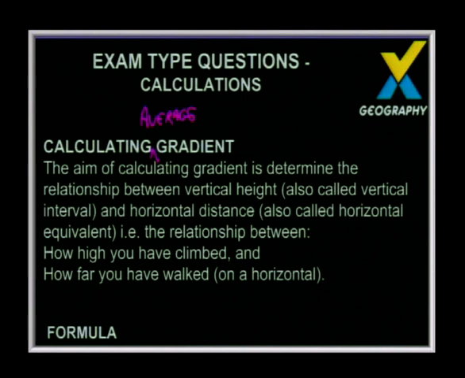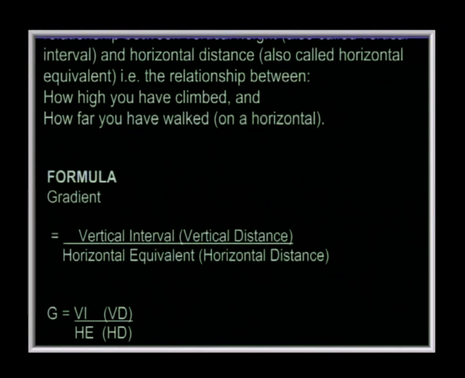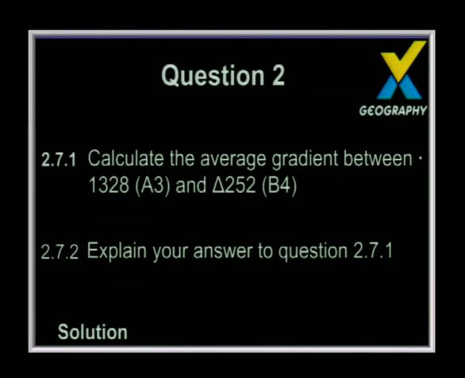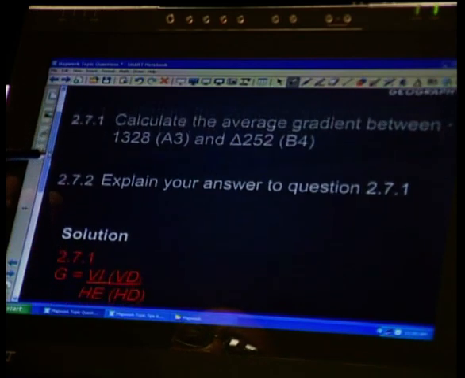Let's look at the formula, guys. The formula is vertical interval over horizontal equivalent. Okay? It could be VI, you don't have to write the full thing, over HE, or VD over HD. All right? Now, I know some of you still want VI over HE, etc. I'll explain that to you. Now, I'm looking at one here. Calculate the average gradient between the same two points, a spot at 1328 and 252. Okay? And of course, I say explain your answer.